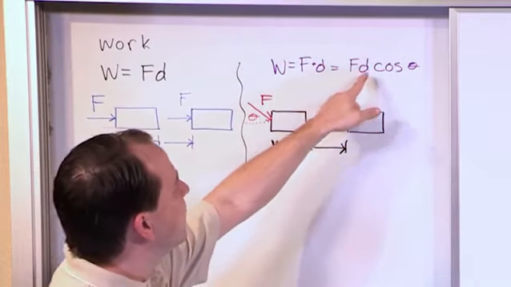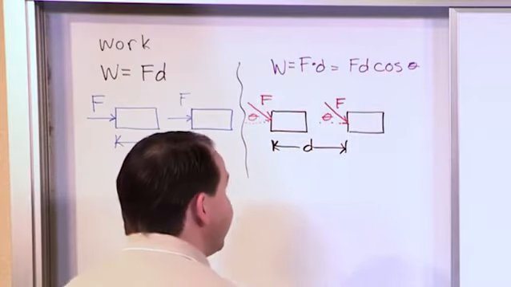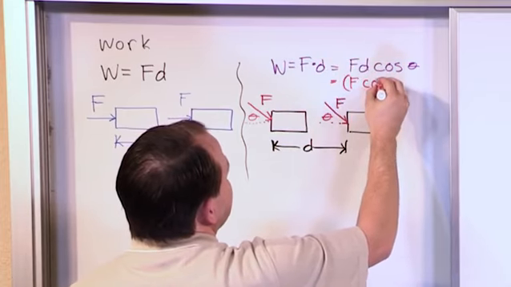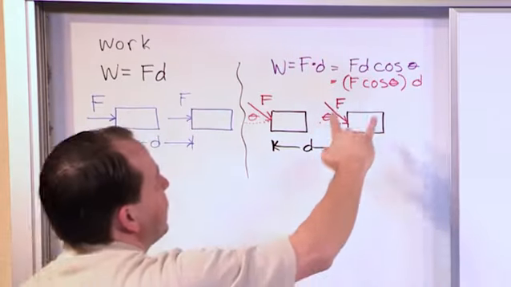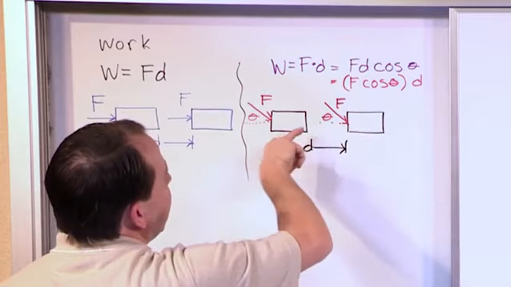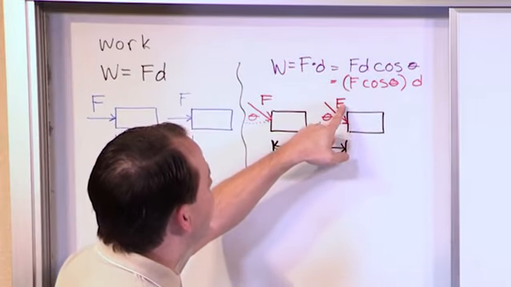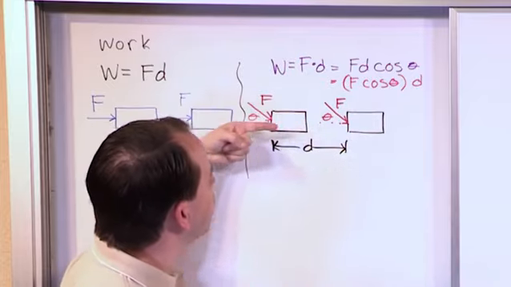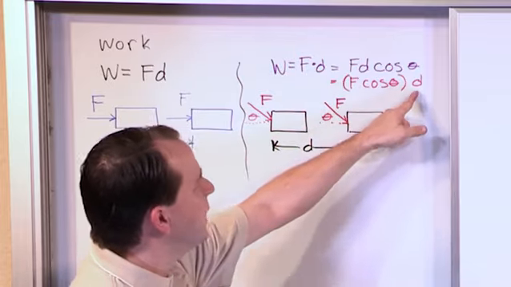So let me rewrite it for you to make sure you understand. This can be rewritten as F times cosine of theta times d. F cosine theta times d. What F cosine theta does is chop this force, and it only looks at the force in the direction of motion. Because when you take the cosine of something times the magnitude, you basically chop it down, and you only look at the x component. So all we're doing is looking at the x component of the force, and that number is multiplied by the distance.